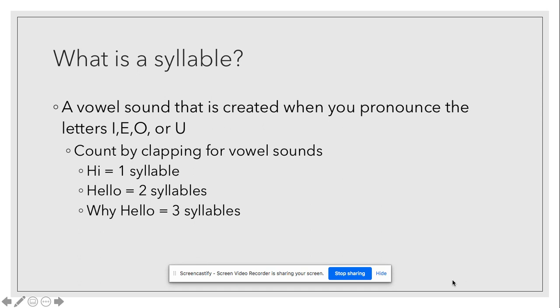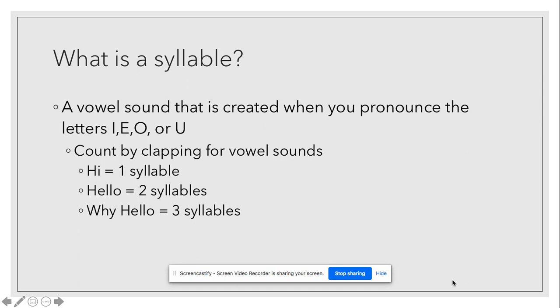So hi, that's 1 syllable. Hello, hello. 2 syllables, 2 claps. Why, hello, 3 syllables. Again, we're clapping for every time that we pronounce a vowel. Why, hello. That's 3 claps, 3 syllables.